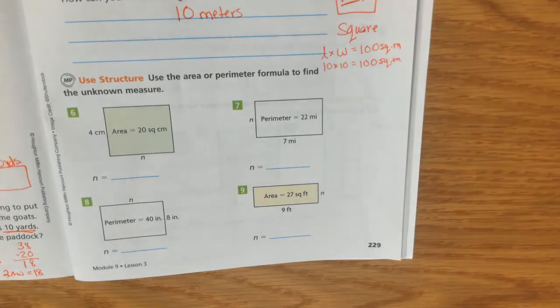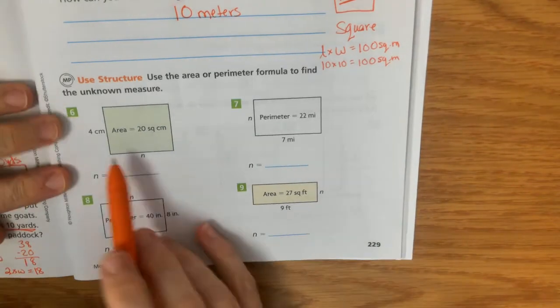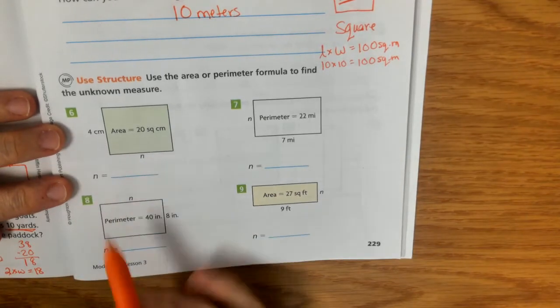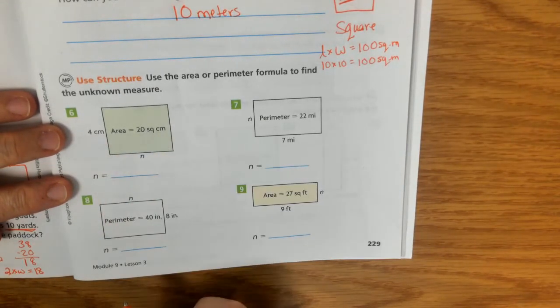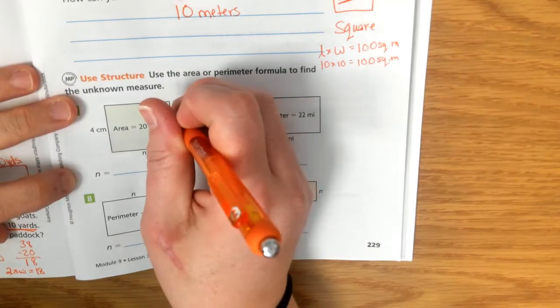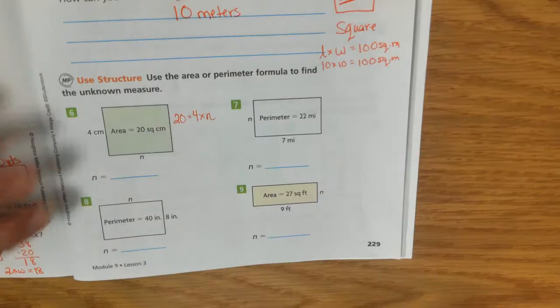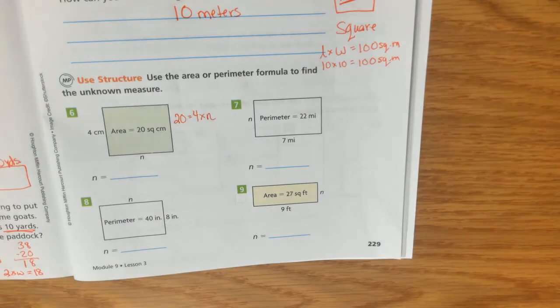Alrighty. Use the area or perimeter formula to find the unknown measures. So we have our width is 4 centimeters. Our length we don't know, but we do know our area. So we know that this would be 20 equals 4 times n. So what number times 4 equals 20?